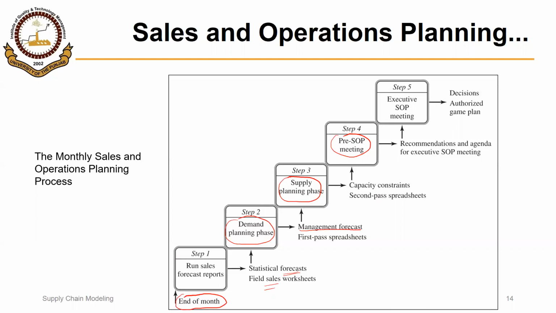So there are different recommendations related to meeting demand, related to the spending that might be required, related to different alternate paths or alternate ways to meet the demand. All these recommendations are made here, and they are forwarded to the executive S&OP meeting.